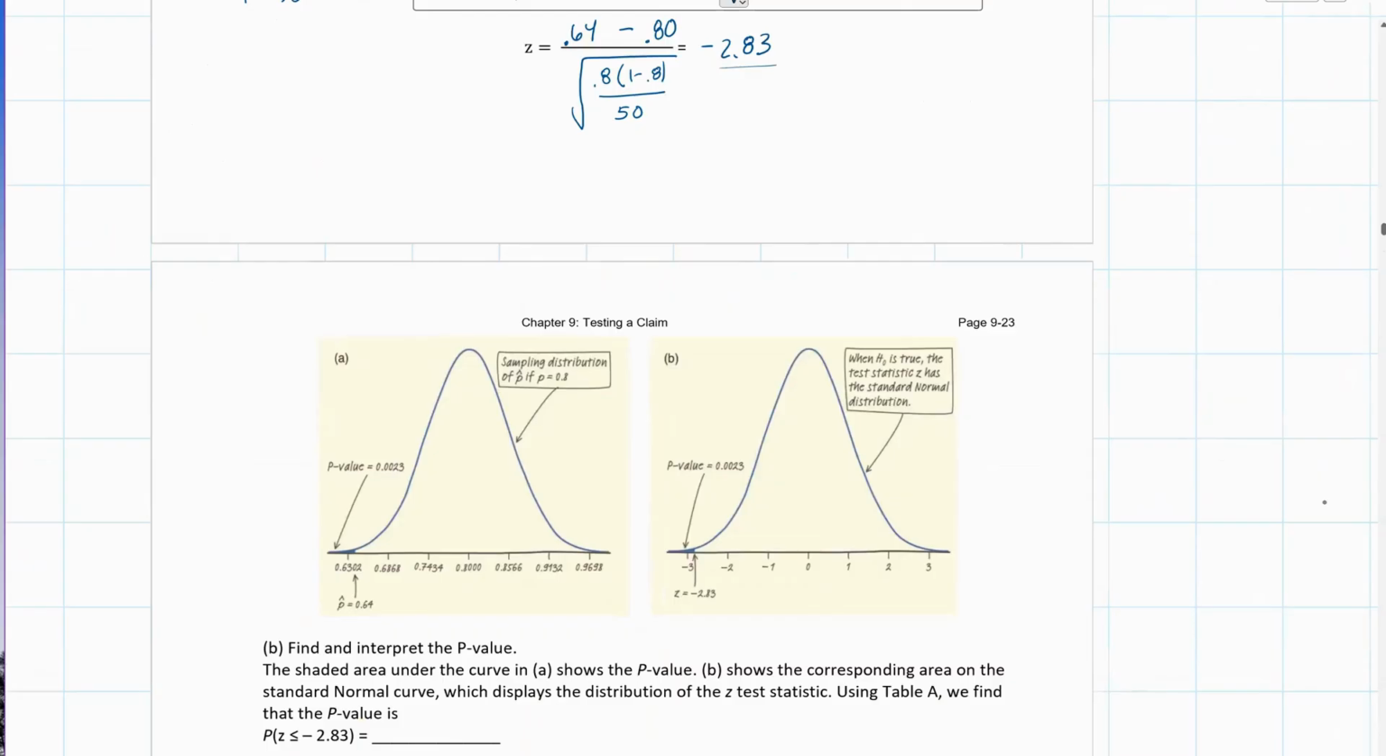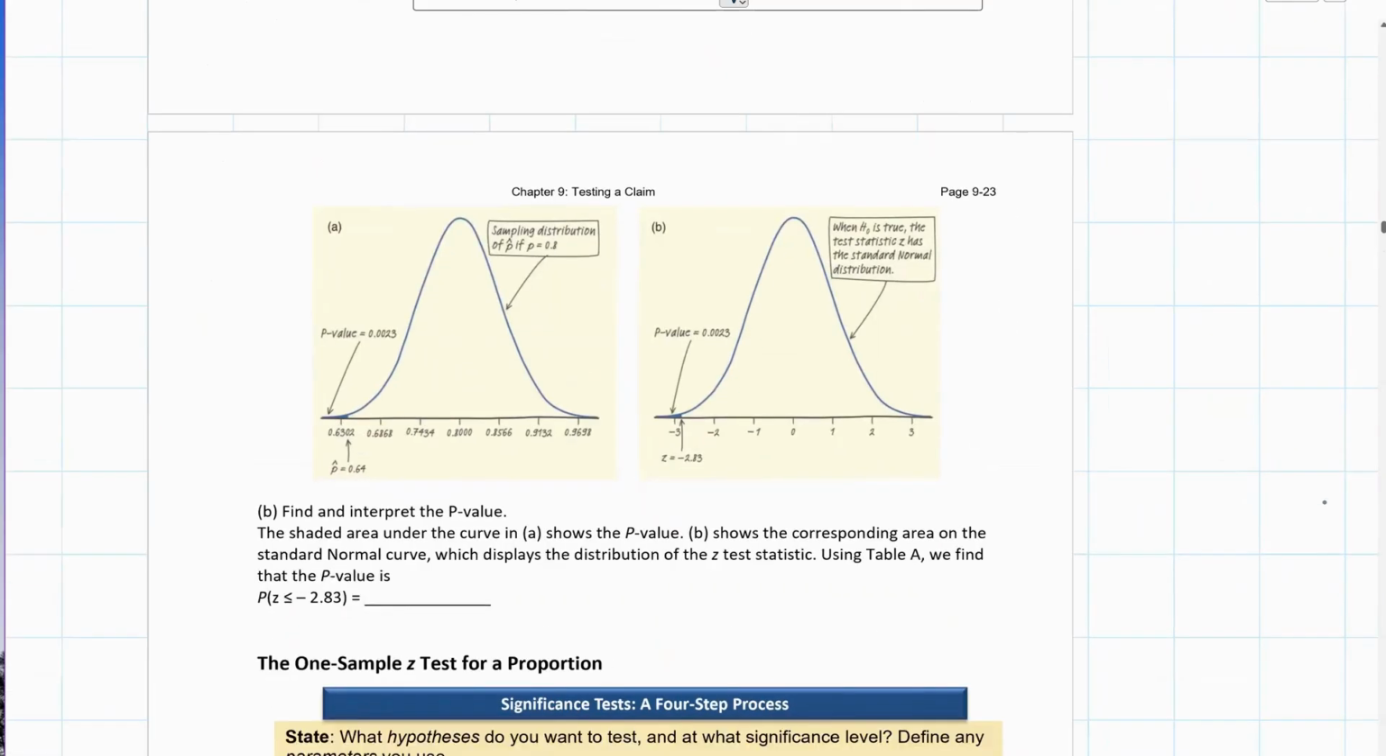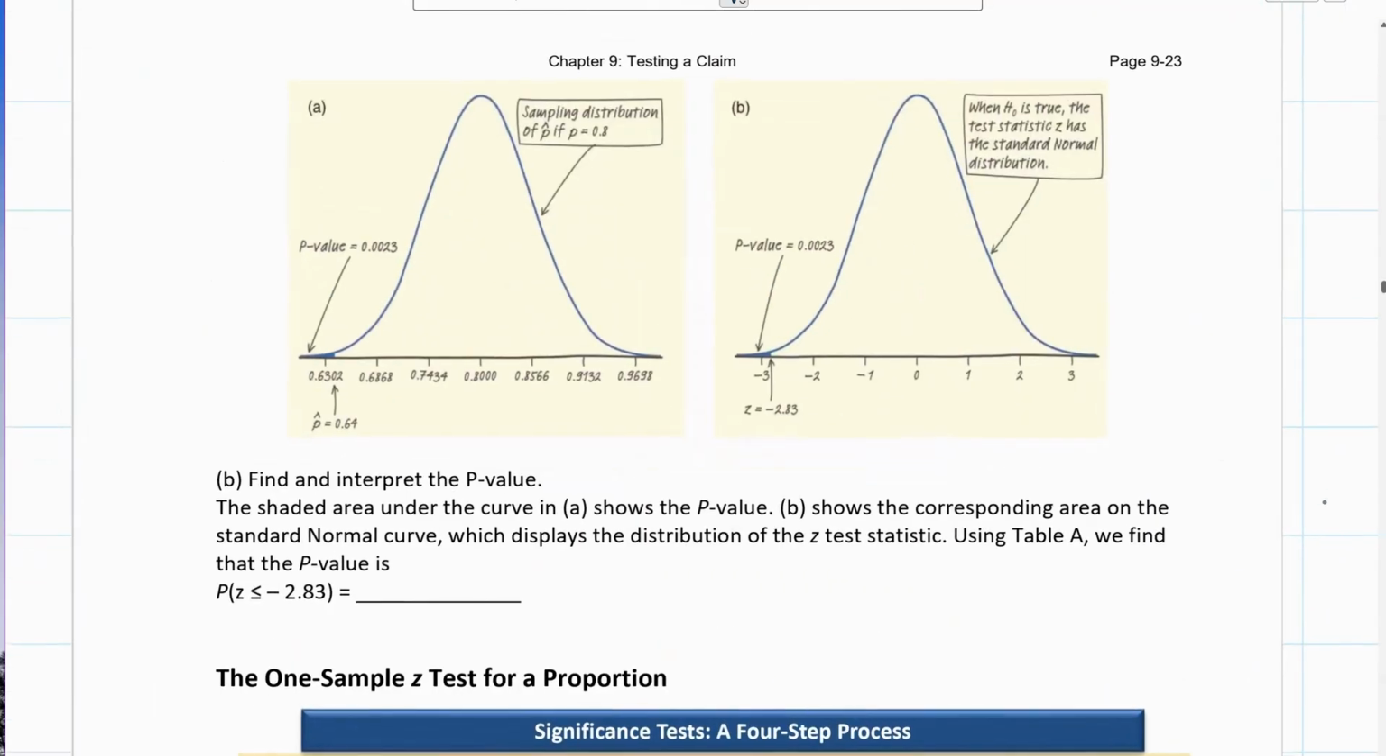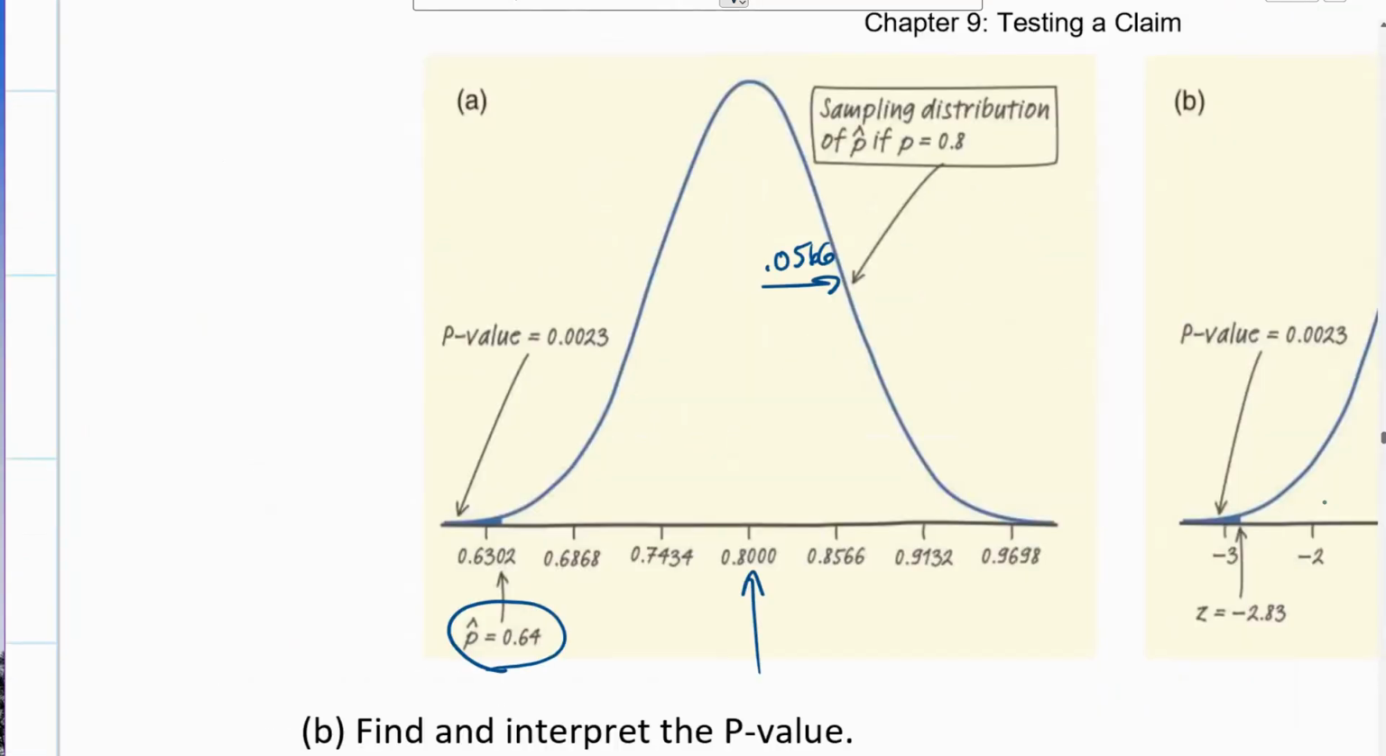Let's take a look at what that looks like in terms of the sampling distribution. So here again, we have a sampling distribution centered at 0.8, with a standard deviation of 0.0566, and there we are at 64%. And here's that little bit of the tail, and there's that p-value. Wow, the p-value is 0.0023, so less than half of a percent.